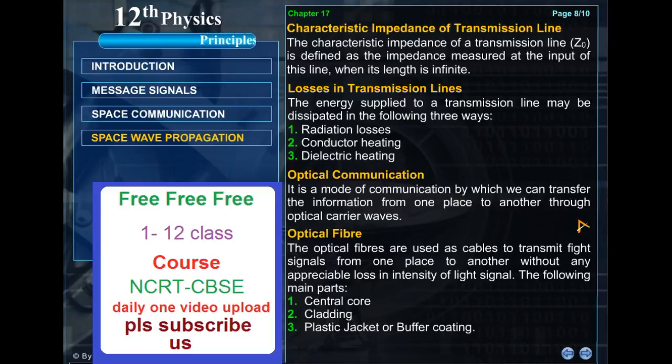Losses in transmission lines. The energy supplied to a transmission line may be dissipated in the following three ways: radiation losses, conductor heating, dielectric heating.